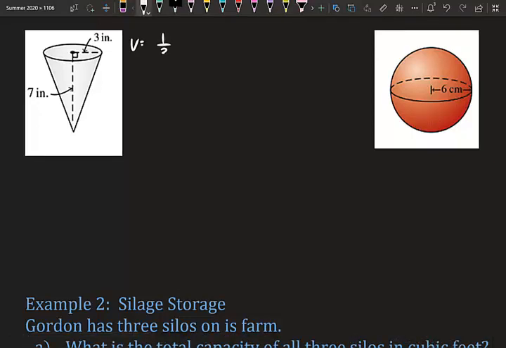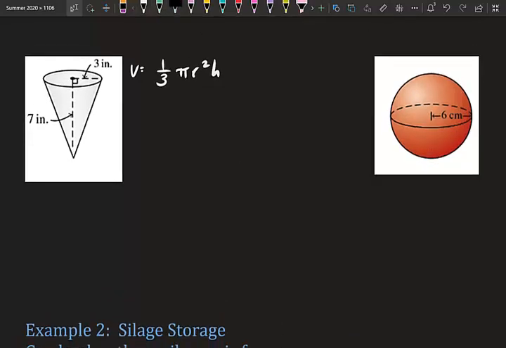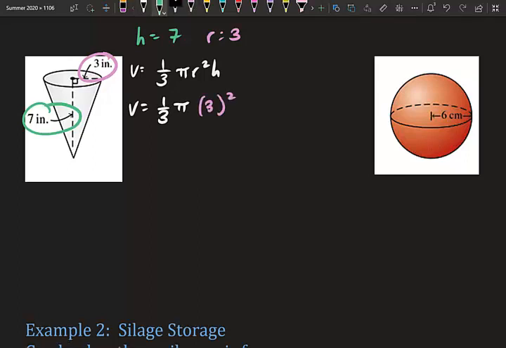So we have 1/3 pi r squared h. So let's determine our h and our r. Our h is 7, and our r is 3. So we can plug them into our formula. We have volume equals 1/3 pi r, which is 3 squared, times h, which is 7. So we have 1/3 pi, 3 squared is 9. Bring down the 7.